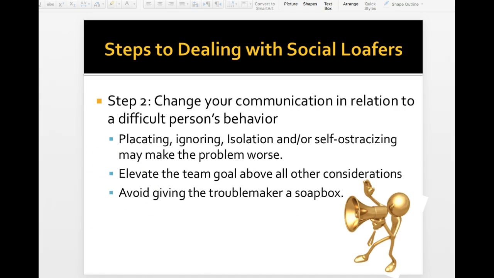The second thing you can do is change your communication in relation to a difficult person's behavior. Placating, ignoring, isolating sometimes can make the problem worse. So just avoiding the social loafer isn't going to make it better, right? You just say we're going to let them sit off to the side. That can often make the problem worse.